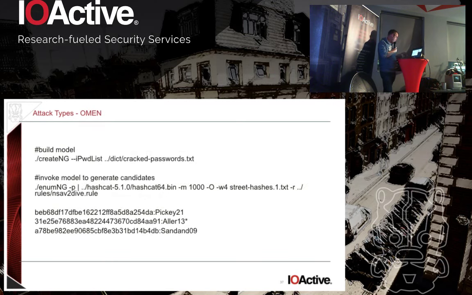There are other statistical tools like Omen, where if you've got a decent, i.e. representative, word list, you can say, build me a model of this, and then the second step is to start generating stuff based on that model. So that can help you find some things. It's something to try when you run out of other options, maybe.